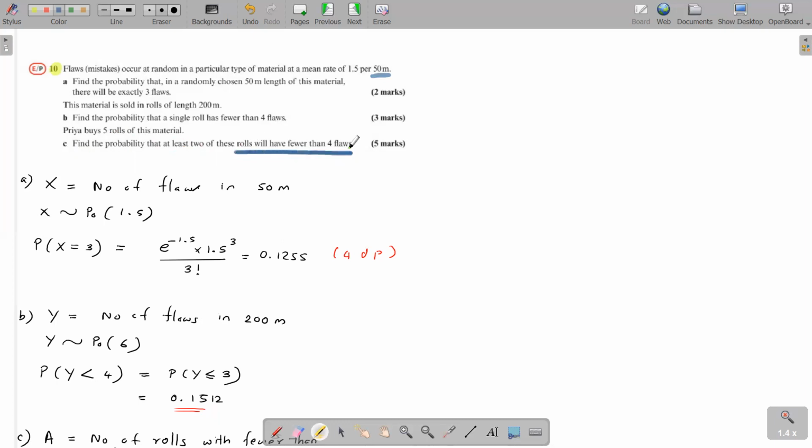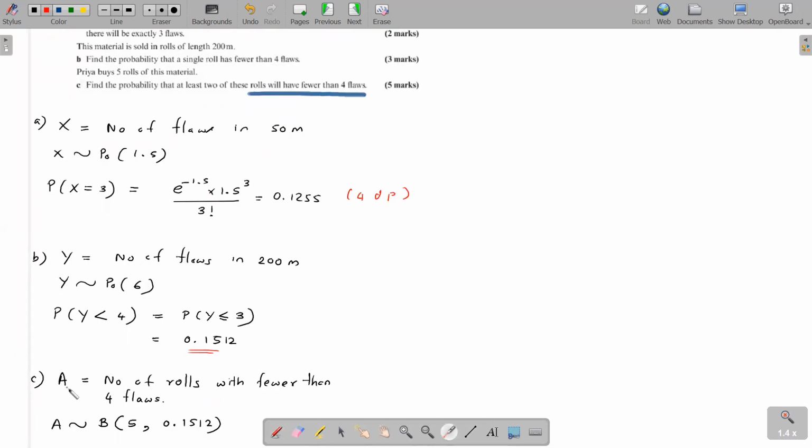So what I'm going to do here is, I have 5 rolls, which is my number of trials, and I'm going to consider a successful event where if I have a roll with fewer than 4 flaws, that's a success. Here you can see I've given my random variable. I'm going for another variable, capital A. Here I'm defining capital A to be the number of rolls with fewer than 4 flaws, basically using whatever information they gave me in the question. So A is the number of rolls that have fewer than 4 flaws. And then you can see here A follows a binomial distribution.